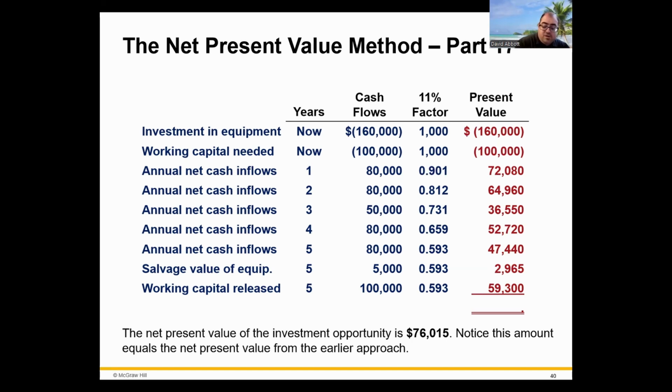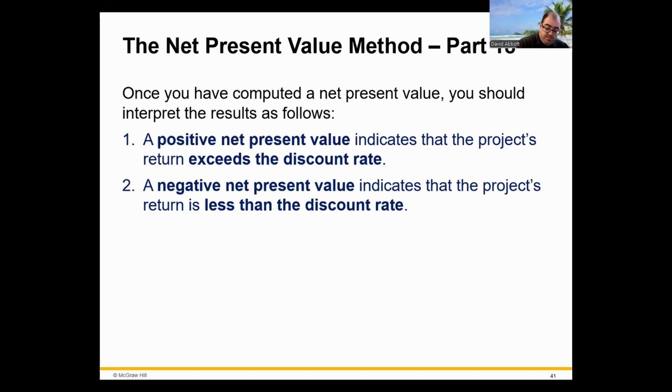All right, so the net present value of the investment opportunity is 76,015. Notice that this amount equals the net present value from the earlier approach. So, net present value method: interpreting the results. Now, once you have computed the net present value, you should interpret the results as follows.